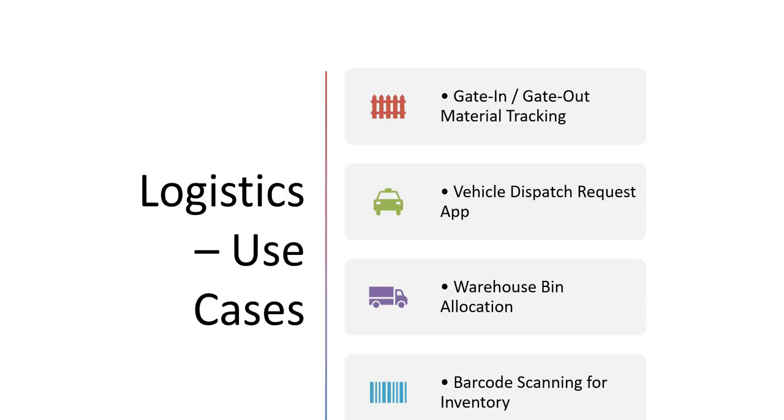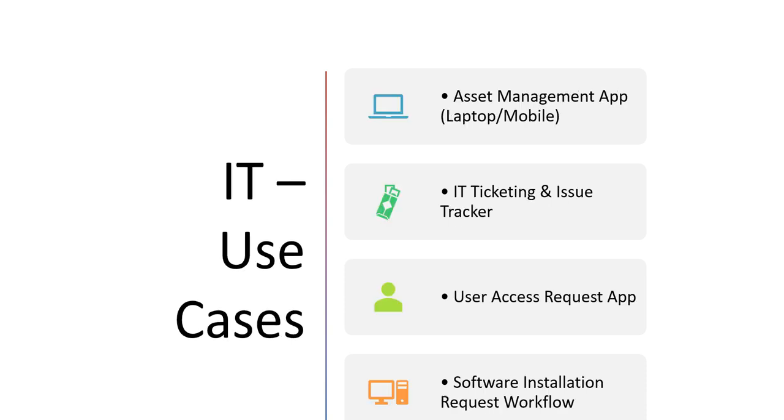Gate in and out, logistics. Whenever a vehicle is getting in and out, you can store it in Power App and create a report based on this. Vehicle dispatch, warehouse, barcode scanning. IT: asset management and IT tracking. Suppose you want to report to IT that there is a problem in this machine, you can just do it in the app. It automatically sends a link to IT. They can store this. Software installation, user access, like this. This is for IT teams.